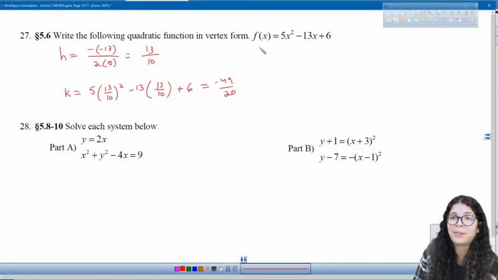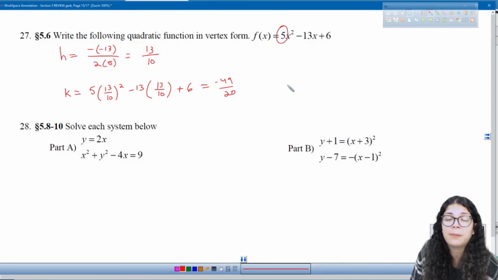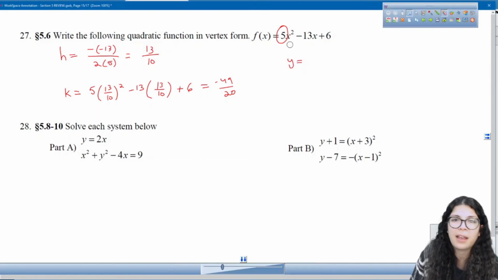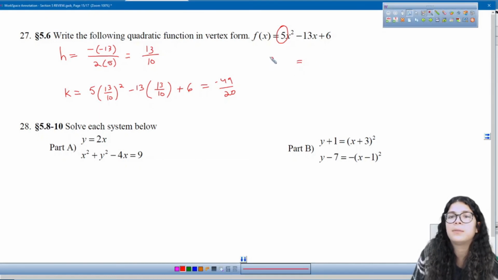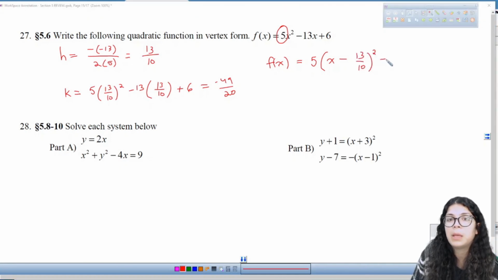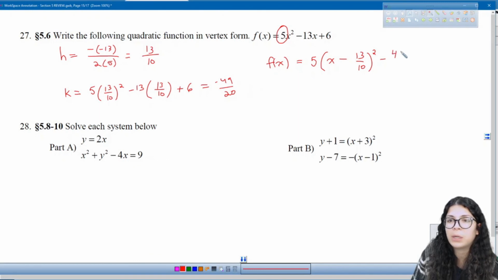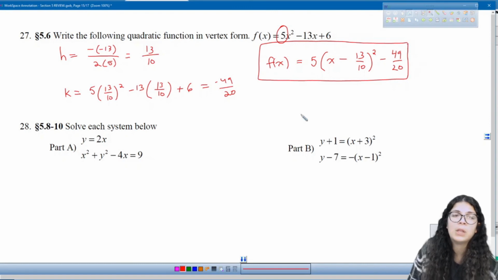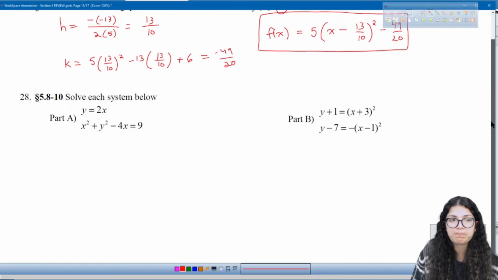So you have h, you have k, and then you can grab a from the a in standard form. A in vertex form and a in standard form are the same. So your vertex form would be y equals, well, actually they're using f of x here, so let's use f of x for our vertex form as well, equals a, 5, times x minus the h value, 13 over 10, squared, plus the k value, which is negative 49 over 20. So you could use this instead of completing the square if you want to. All right.